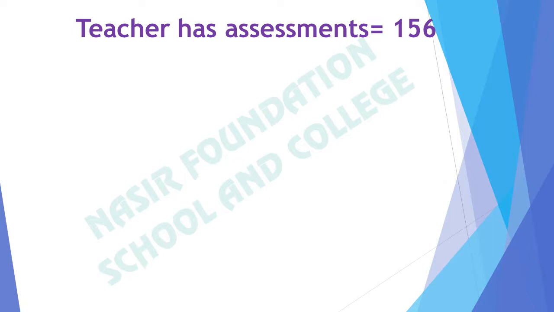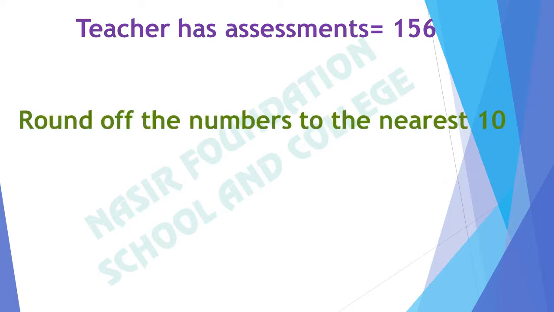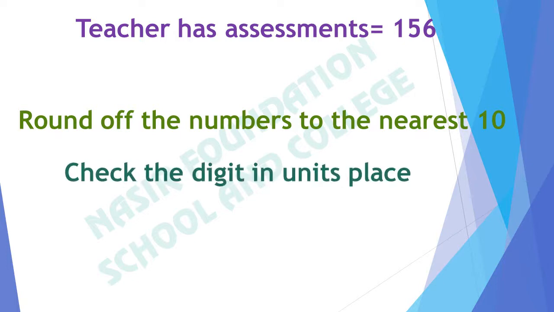The teacher has 156 assessments. We will round off this number to the nearest 10. We will check the digit in the units place, and the digit in the units place is 6. Now we will compare it with 5, and 6 is greater than 5. It means we will round up the digit in the tens place, and 5 will become 6 and the digit on the right hand side will become 0. 156 is nearly equal to 160.